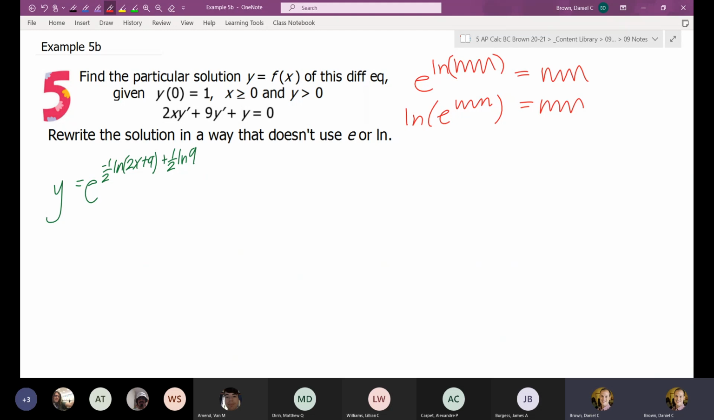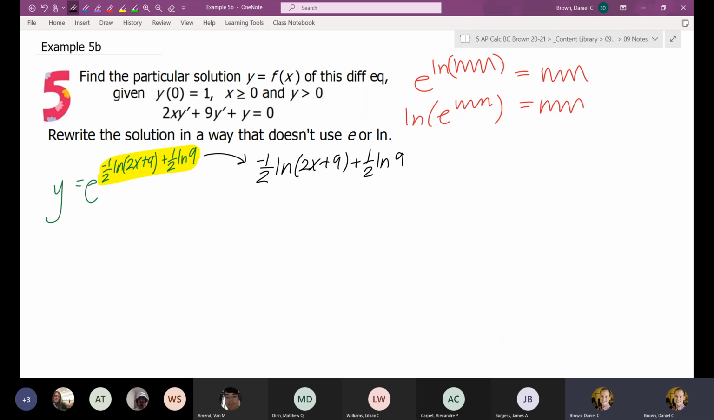But looking at how this problem is written right now, we can't just jump straight into canceling out the e's and the natural log. What we are going to have to do is look at this exponent, simplify this exponent first, and then use that to simplify it. So I'm going to go off to the side. Here's my exponent, -1/2 natural log of 2x plus 9 plus 1/2 natural log of 9. Let's find ways to simplify it.